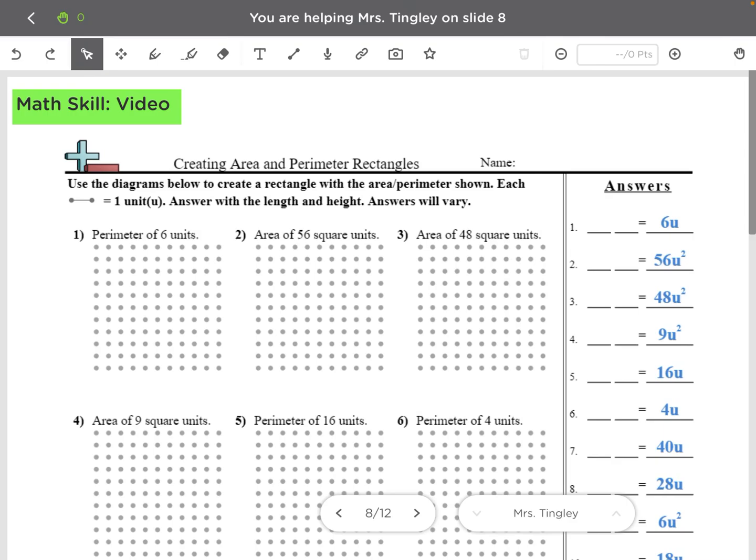Hello, third grade, and welcome to our math skill practice today. On this page, we're going to be looking at area and perimeter and how we can show those in shapes.